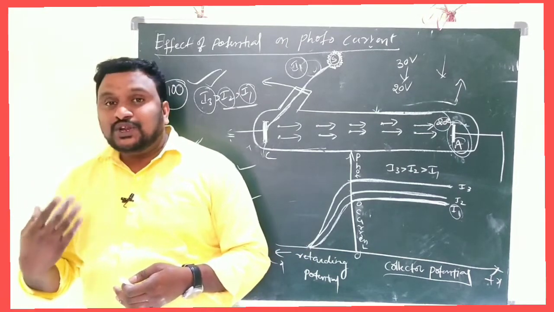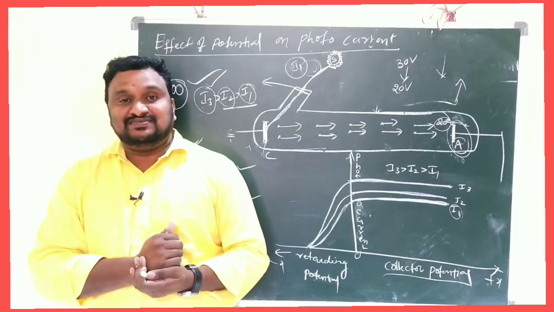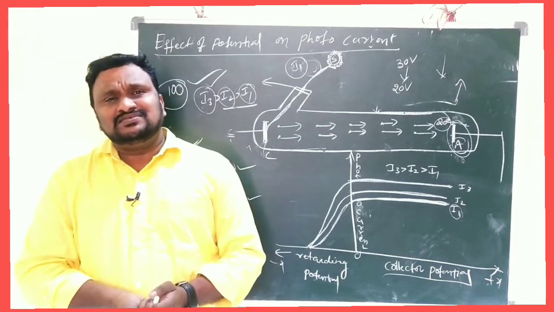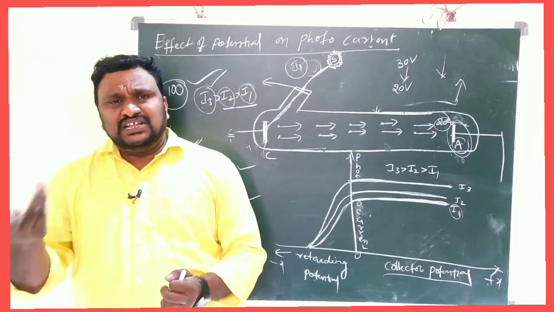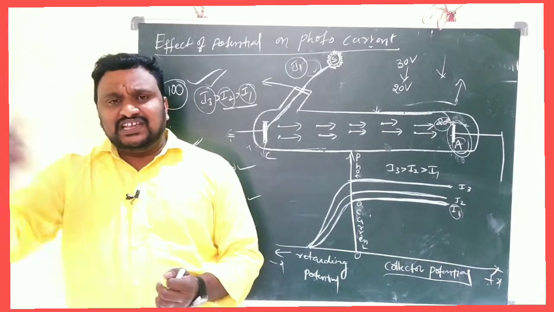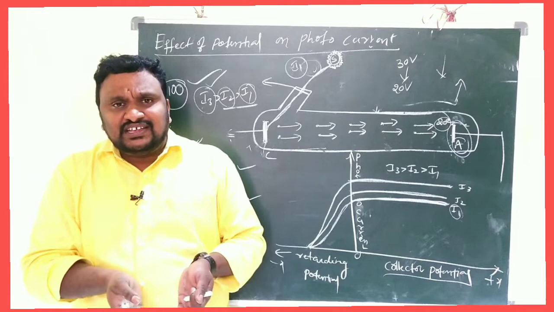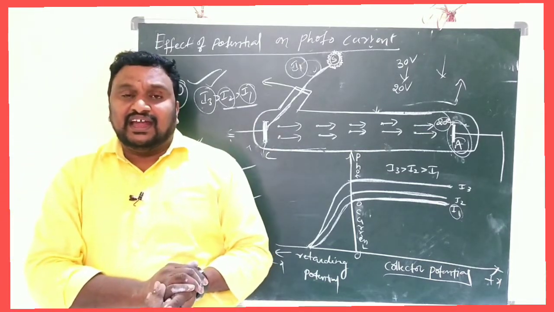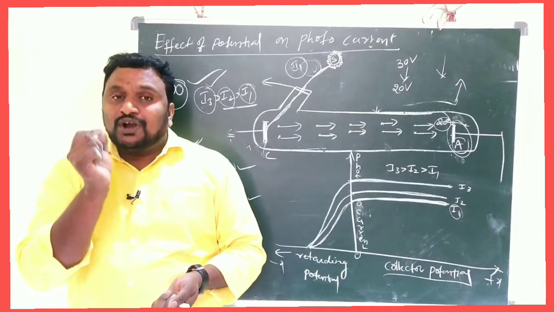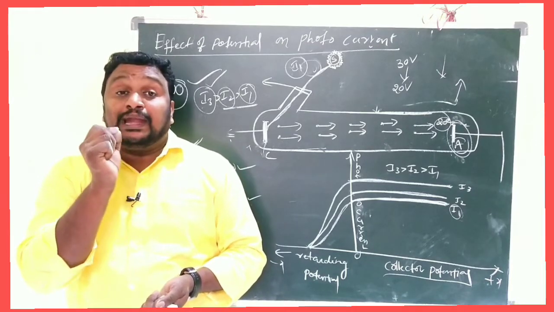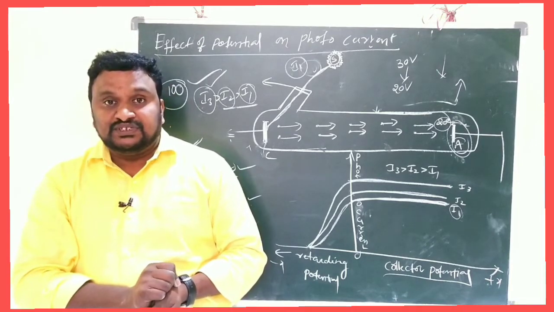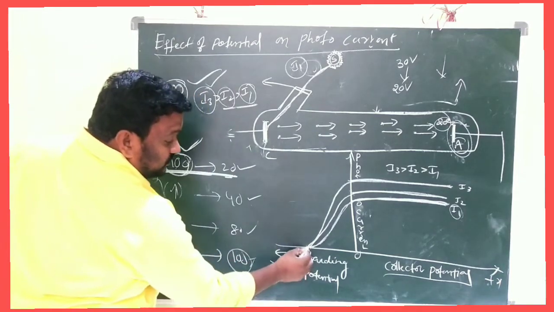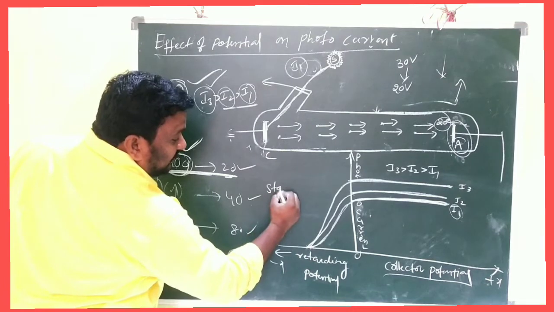It means that when the potential of A decreases, photoelectric current also decreases. Simple. When potential increases, photocurrent increases. When potential decreases, current also decreases. And the photocurrent will become 0 at one particular potential. That particular potential is called stopping potential.